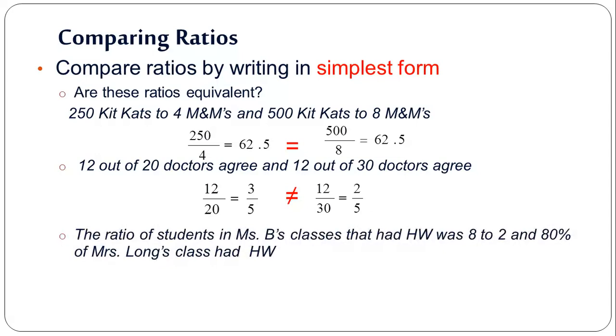So the ratios of students in Miss B's class that had HW was 8 to 10 and 80% of Mrs. Long's class has HW or homework, no? So 8/10 or 80/100, that is equal. Okay? Now, punta naman tayo kay rates.